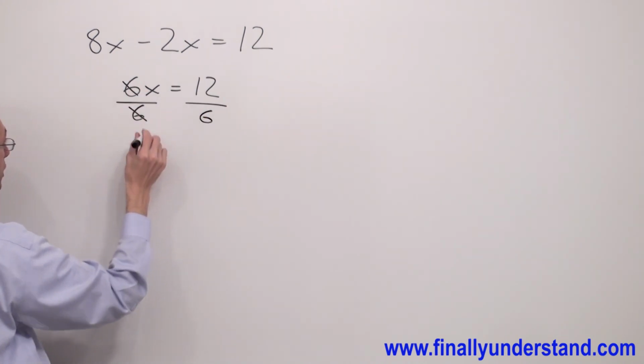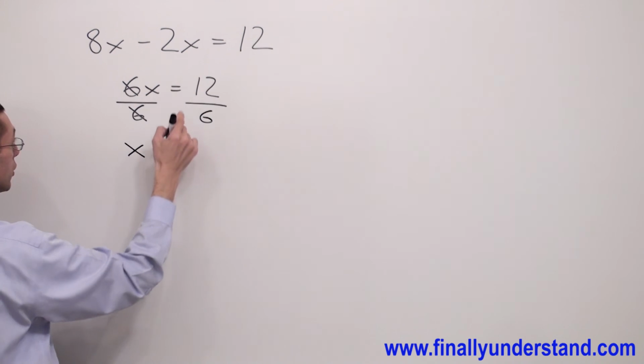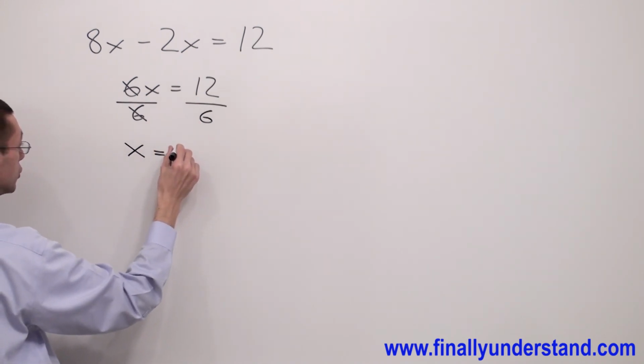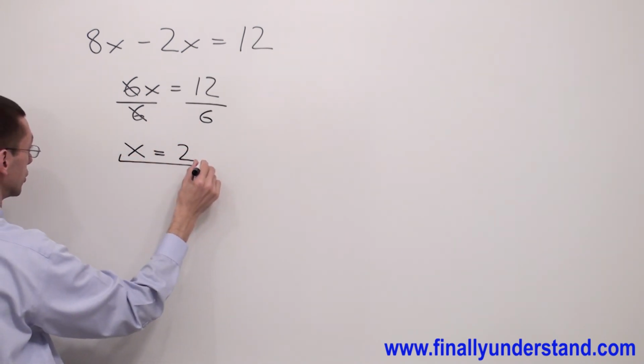6 and 6 will cancel out. And I have x equals 12 divided by 6, which is equal to 2. This is the solution to my problem.